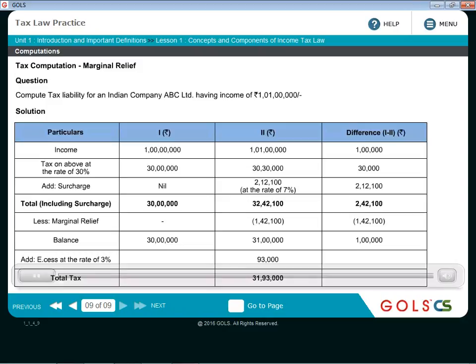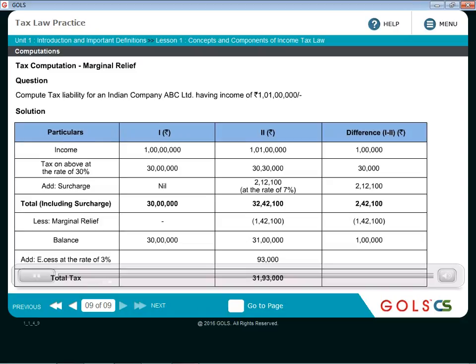Now let's understand the concept of marginal relief with an example. As we have learned, marginal relief is available for the assessee whose income is exceeding the limit for application of surcharge marginally. That means because of additional income of a very small amount, the increase in tax liability is very high as compared to the increase in income, and therefore marginal relief is given by the Indian Tax Department to the assessees. Now how exactly that marginal relief is computed, let us see with the help of one example.